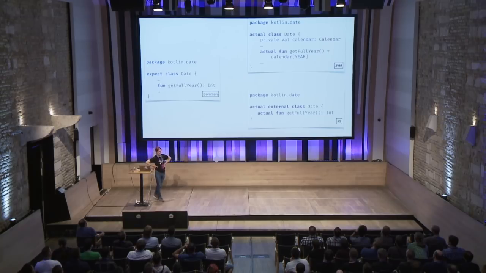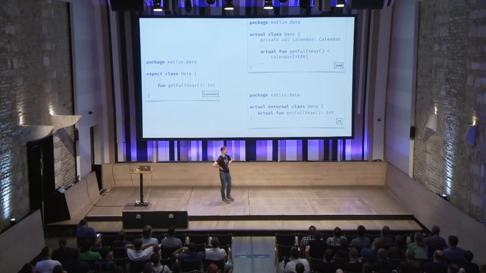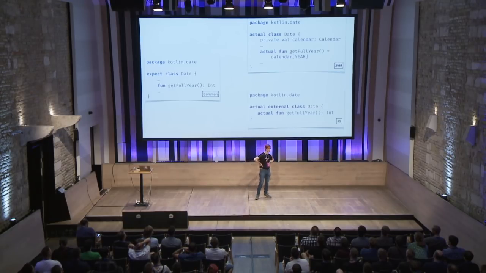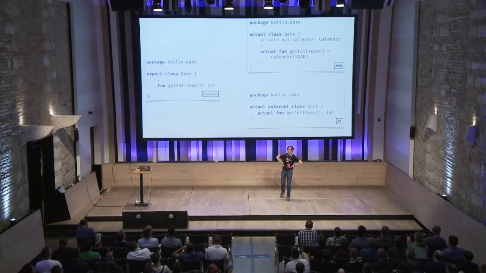And on the JS, I also have an actual class, but in the case of JS, it's an external class. What this means is that I'm not writing out any implementations here. I'm just saying that this class is external, meaning that it's provided by the browser platform. So it's defined by the JavaScript framework, and it's just available to me.